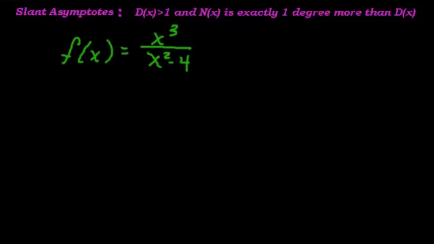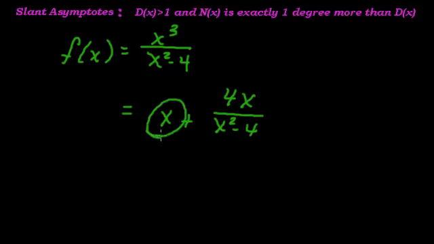All right, here's the algebra of that function in finding the slant asymptote. I have my f of x equal x cubed over x squared minus 4. When you do that division, you will get that f of x equals x plus 4x over x squared minus 4. Once again, this quantity, x, is going to be your slant asymptote, which was what we saw on our graph.